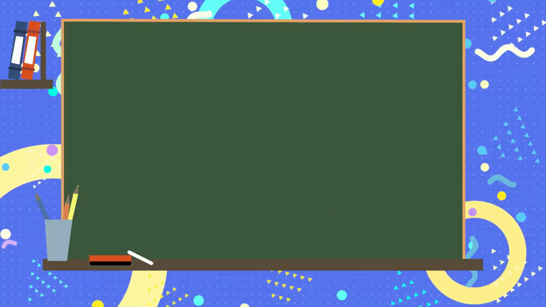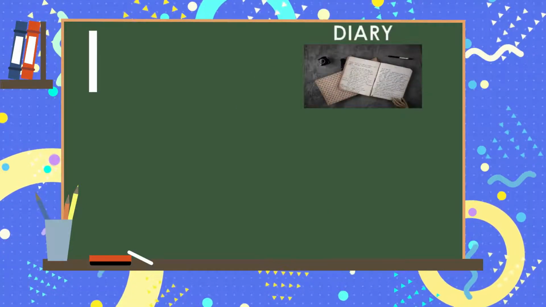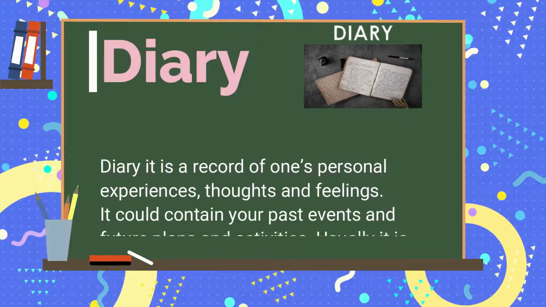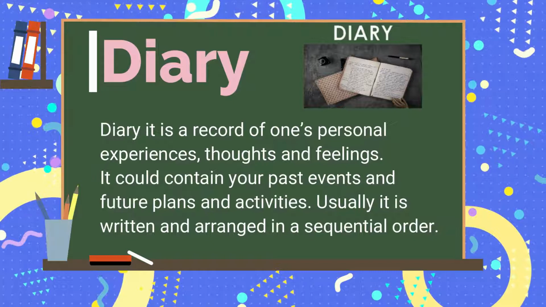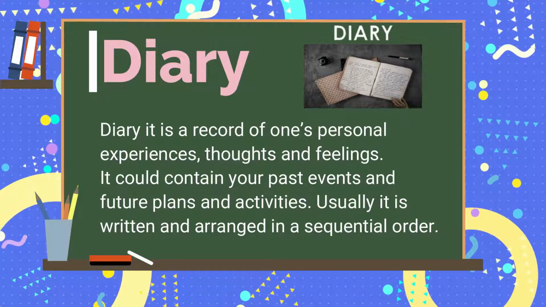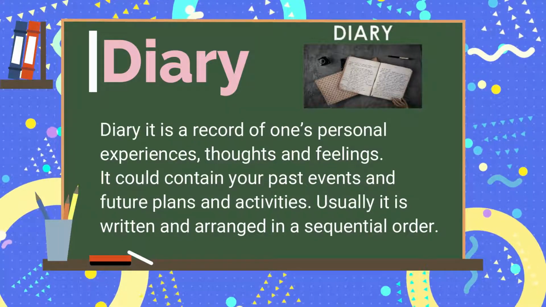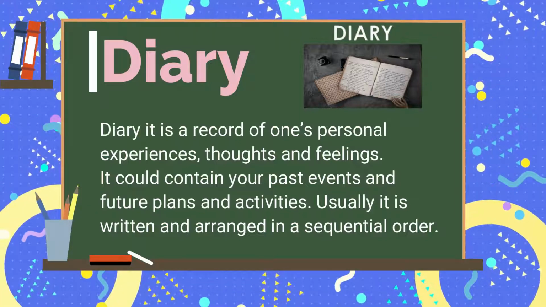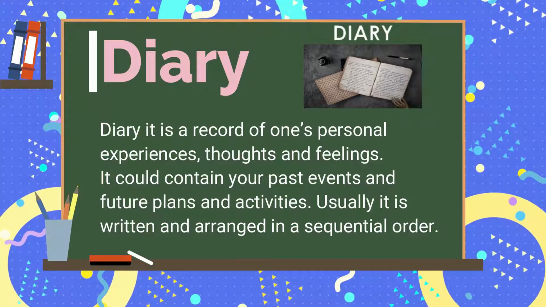Class, did you still remember the lesson that we had last week? Very good! Last week, we discussed the diary. A diary is a record of one's personal experiences, thoughts, and feelings. It could contain your past events and future plans and activities. Usually, it is written and arranged in a sequential order.